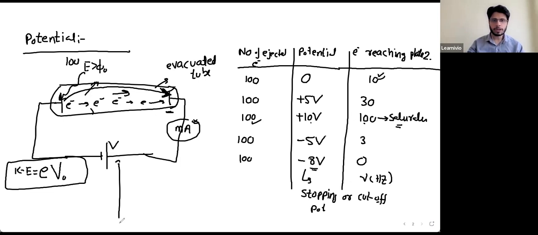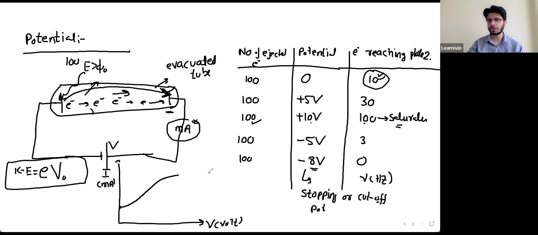Now you can plot a graph. On the x-axis you can take potential in volt. On the y-axis you can take current, in milliampere. When your potential is 0, a few electrons are still reaching the second plate, so current is not 0, it's non-zero. When you increase positive potential, current will increase and slowly it gets saturated.